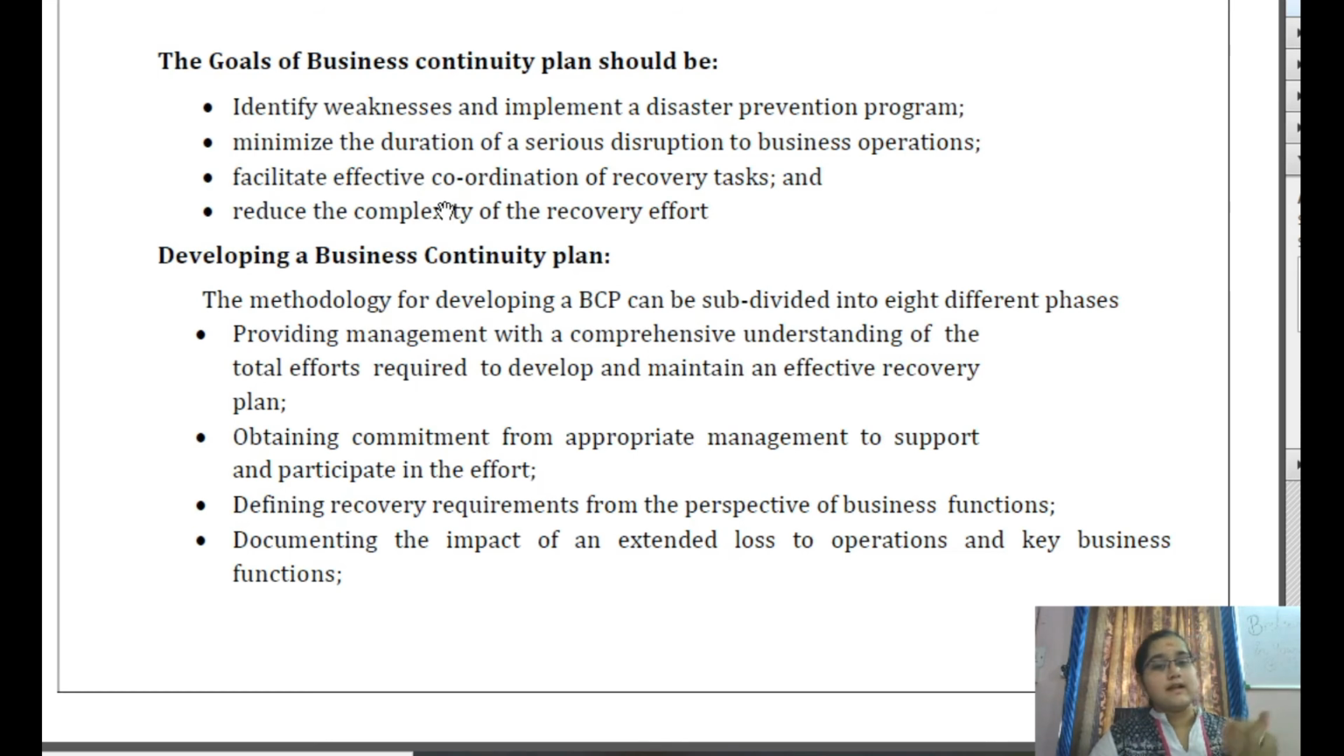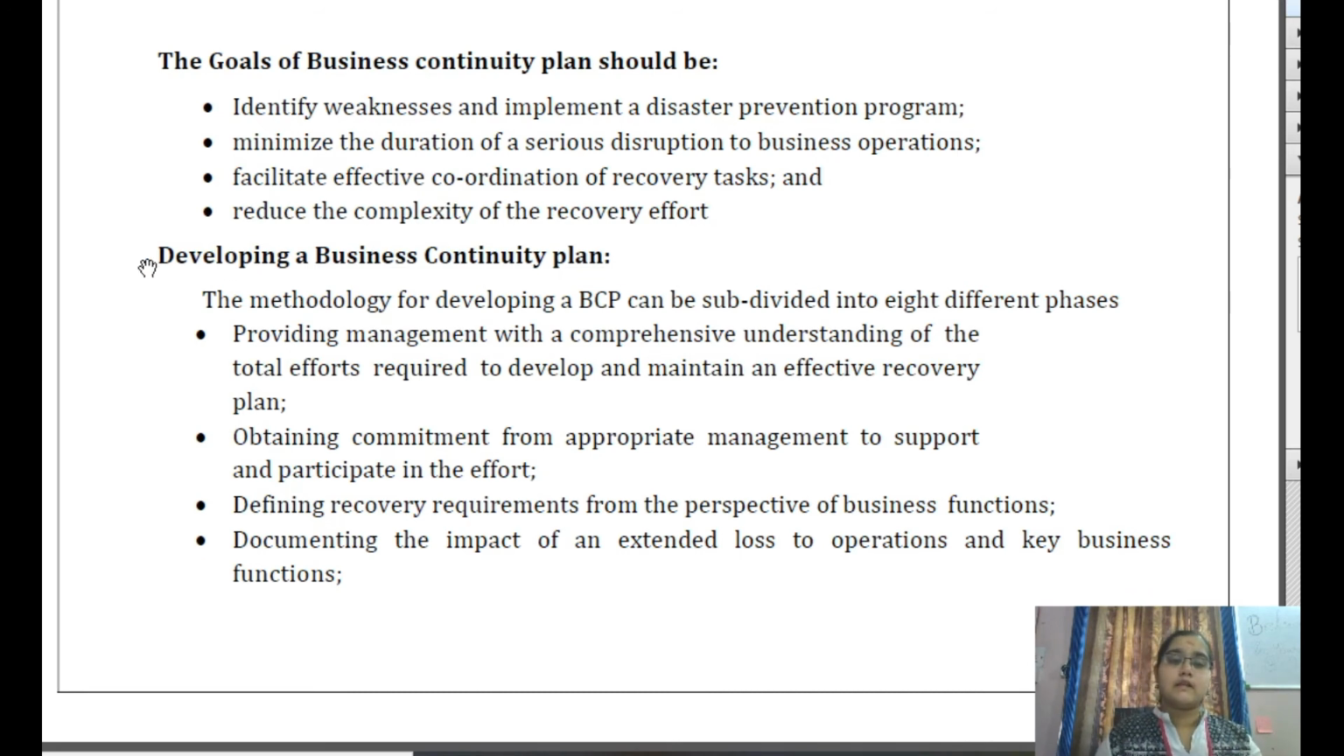Then, based upon the plan, it is developed. When the plan is being developed, there will be certain important facts or things which we need to remember, and the plan will emphasize those parts. So developing a business continuity plan is divided. It is developed in 8 phases, which we'll be seeing in the next video. But what will the plan emphasize on? What are those emphasized points?